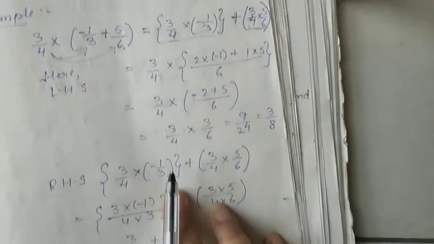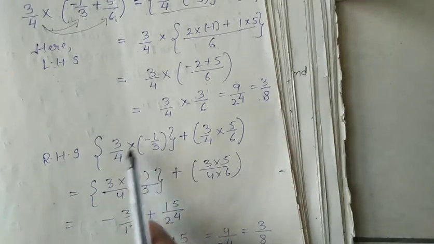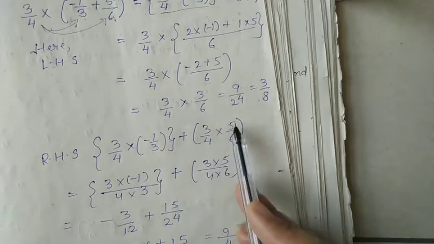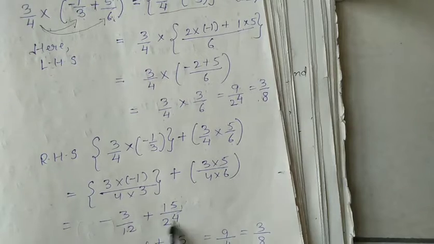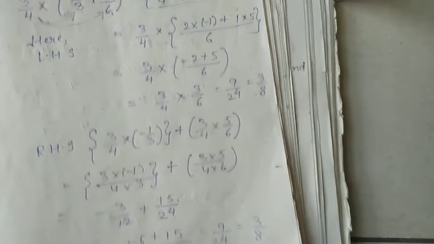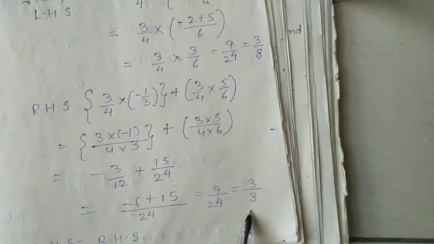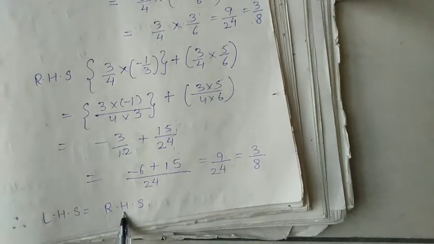In the same way, when we solve right hand side, 3 by 4 into minus 1 by 3, when we solve this we got minus 3 by 12, and 3 by 4 into 5 by 6, when we solve this we got 15 by 24, and when we solve by taking LCM of 12 and 24 we got the answer 3 by 8. So left hand side is equal to right hand side.